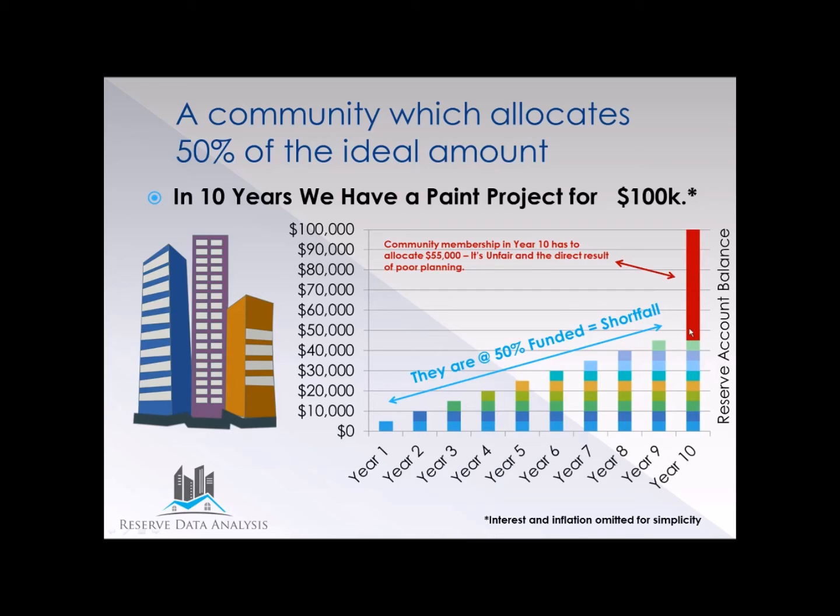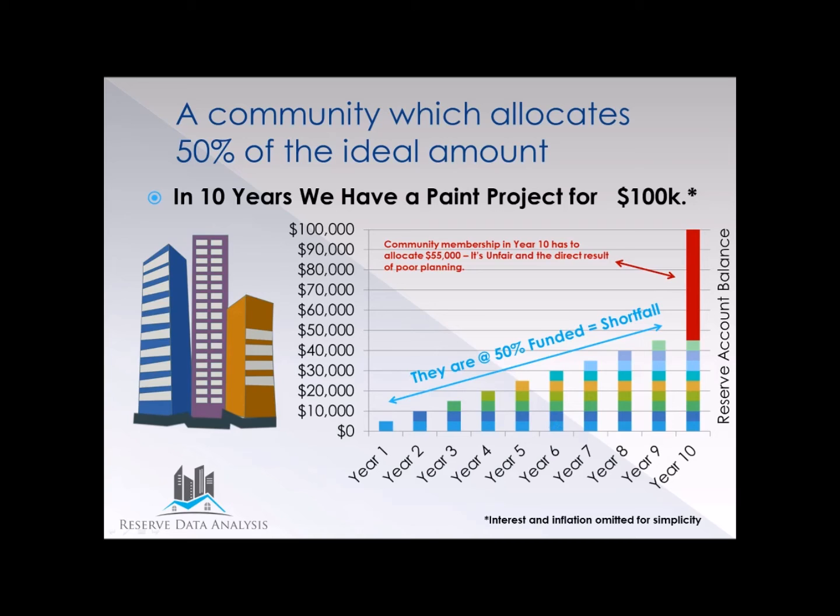So oftentimes this is when a special assessment is implemented or a loan is secured. Whatever the case is, it's community members in year 10 that are paying for it. Community members in year 1 oftentimes are not even in the community anymore. So they've made these decisions back then that they're not impacted by whatsoever 10, 20 years down the road. And that is exactly what we're trying to prevent in a reserve study. We want to make sure everybody's paying their fair share.